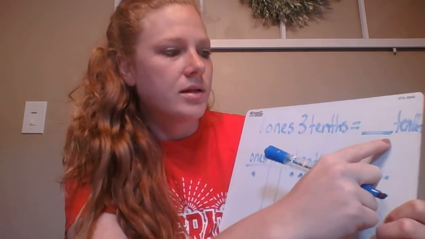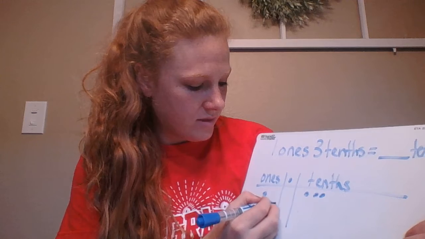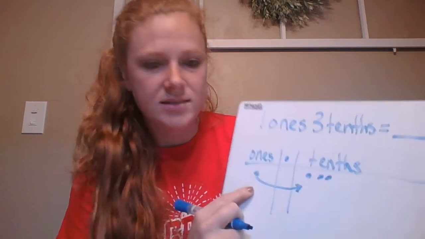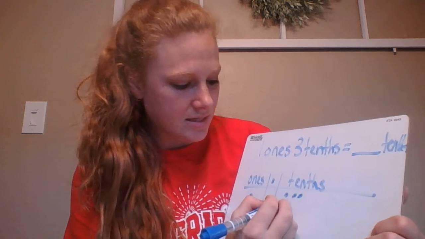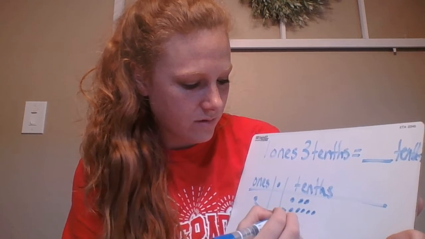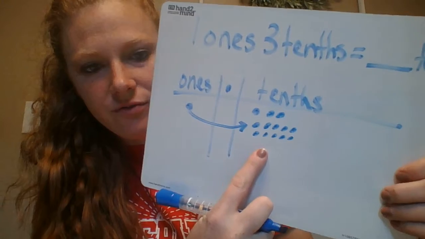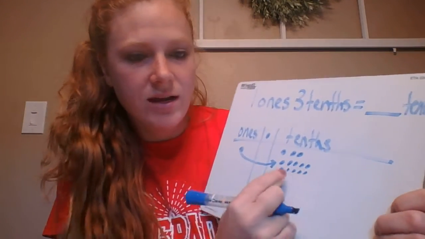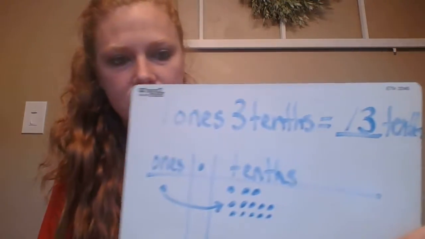And I want to know how this is equivalent to how many tenths. So once again, I move this to the tenths place. 1 whole is the same as 10 tenths, so I would have to put 10 tenths in there. 1, 2, 3, 4, 5, 6, 7, 8, 9, 10. So how many tenths do I have now? I have the 10 that I just moved, and then the 3 original, so it's the same as 13 tenths. So that is your answer.